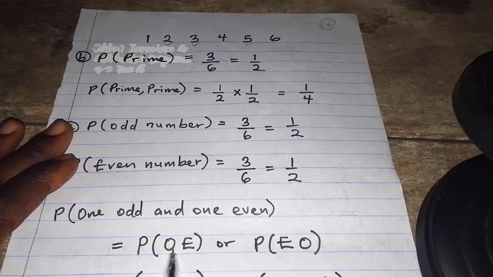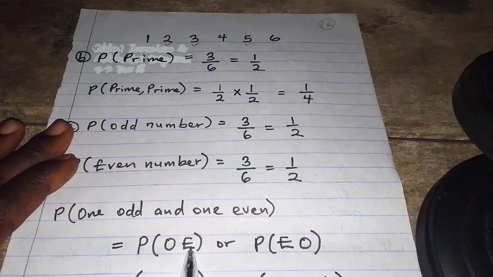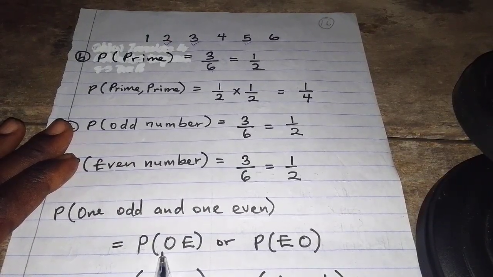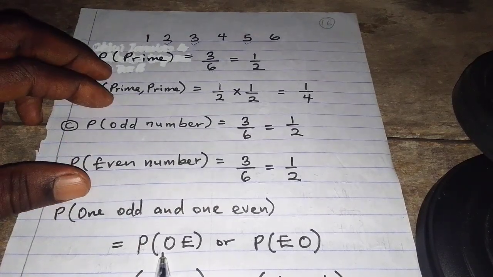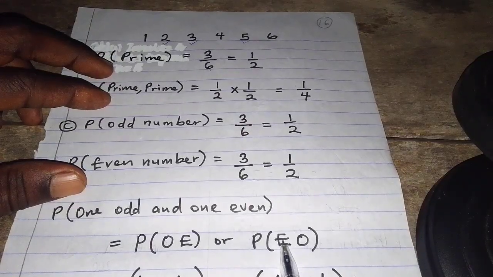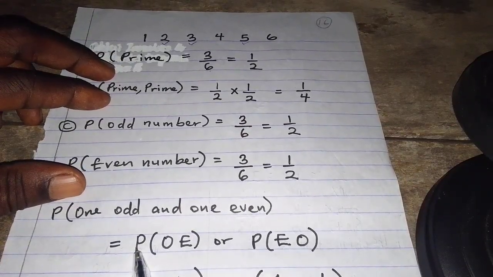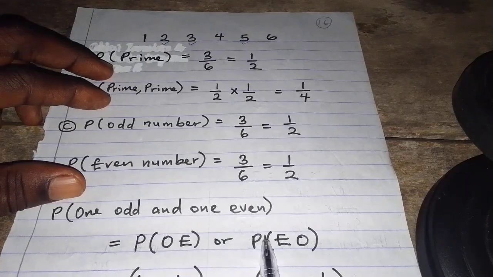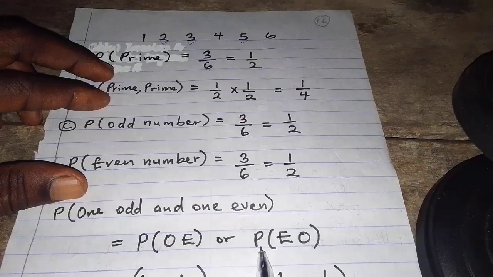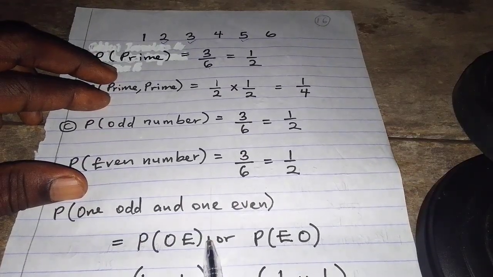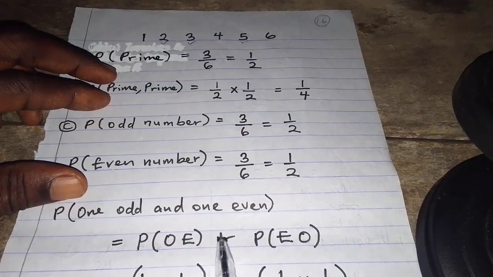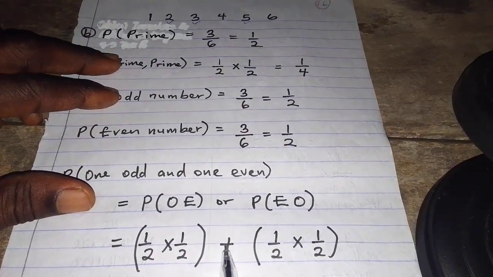Now you realize that odd and even will happen simultaneously. Because of that, we will multiply the probability. And even and odd also will happen simultaneously, so we multiply the probability. Only one of these two is what we are listing: either we have the probability of odd and even, or the probability of even and odd. Because of the word or, we are going to add their probabilities.